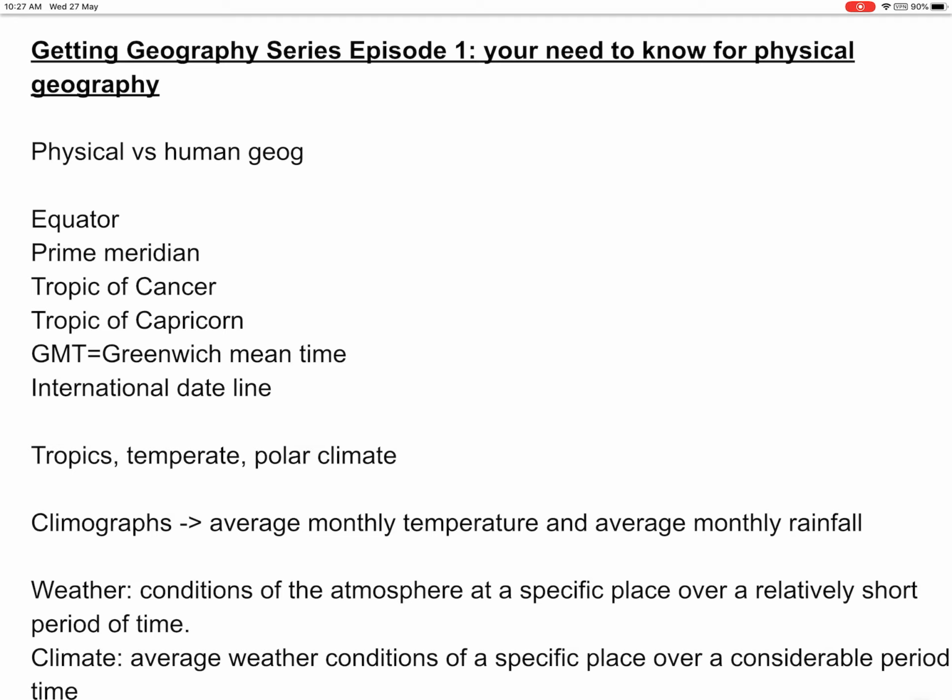And GMT means Greenwich Mean Time, and a fun fact is that Greenwich is actually a town in the UK, and it's actually the town at which the time is measured. GMT is measured, and time is also measured using the prime meridian as well.